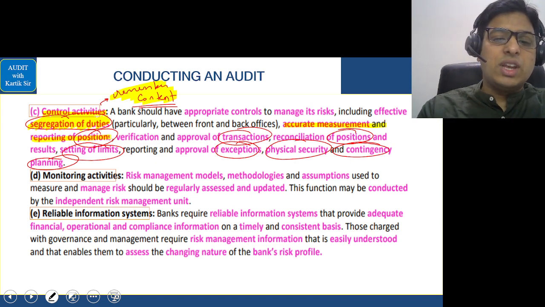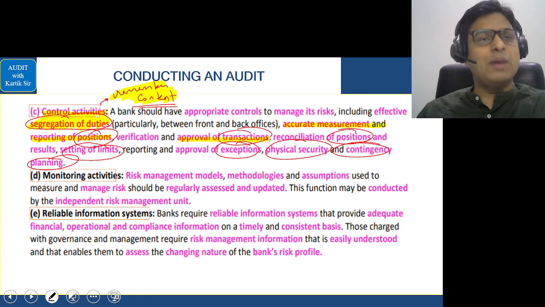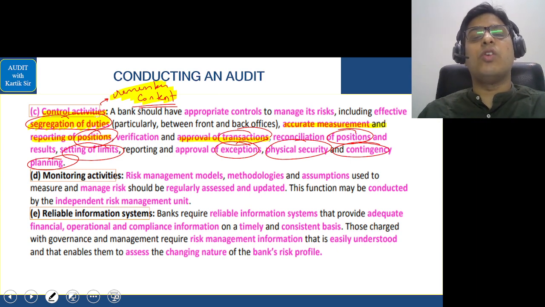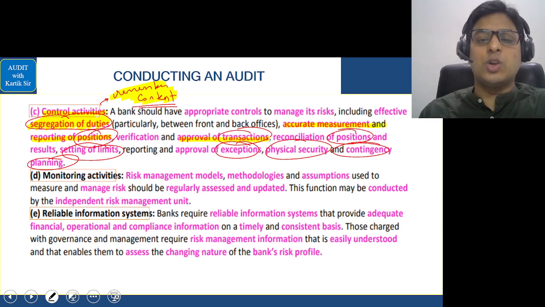We'll check the verification approval of transaction. Whenever a person comes to do any transaction with the bank, for example, to ask for a loan, what are the approvals that the person requires? Okay, the person comes to ask for a loan of 2.5 crores. Does the bank give the approval blindly, or are there any procedures in place? That is what the auditor will check, controls in place.